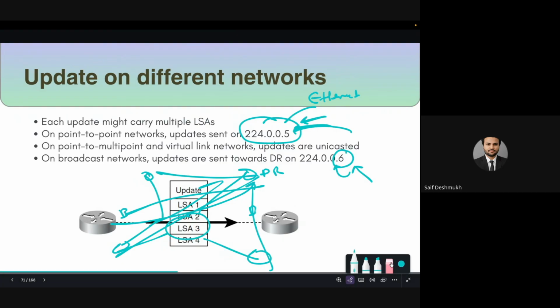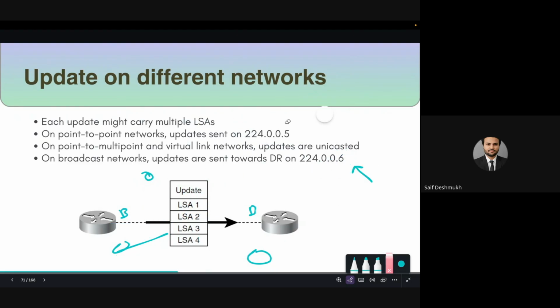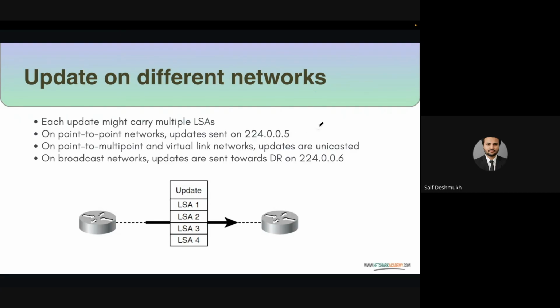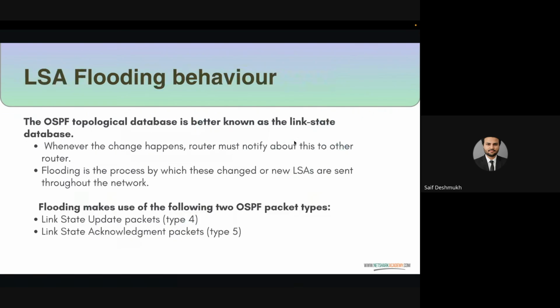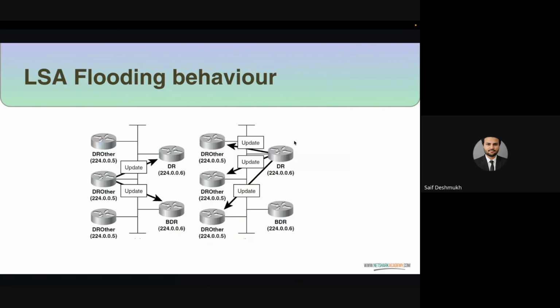That's why, in the context of Ethernet, and it's not just Ethernet, it depends on the network type, that is going to determine where the update packets are sent out. We'll dive deep into it again later, but generally understand that in point to point, the update packets are sent on 224.0.0.5. Okay, I explained this already.